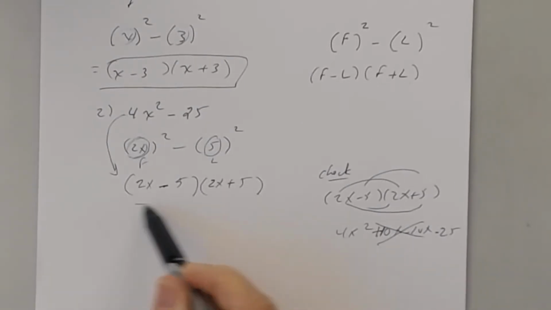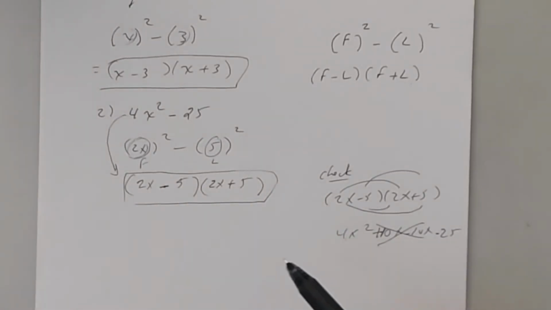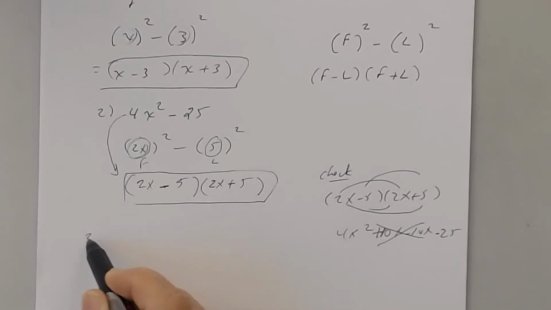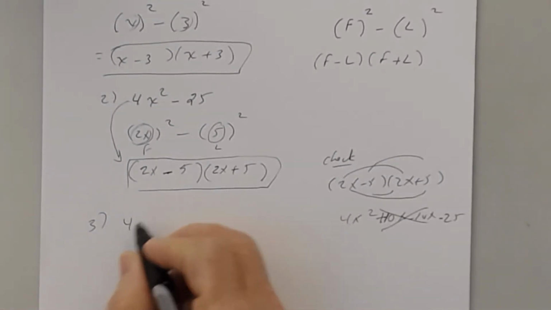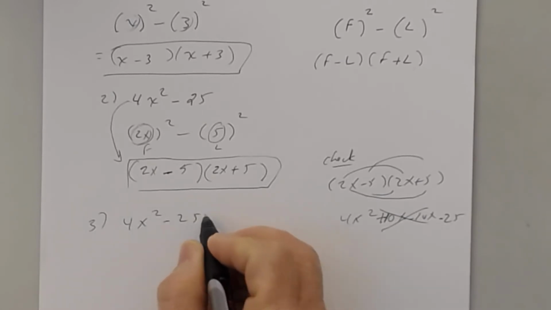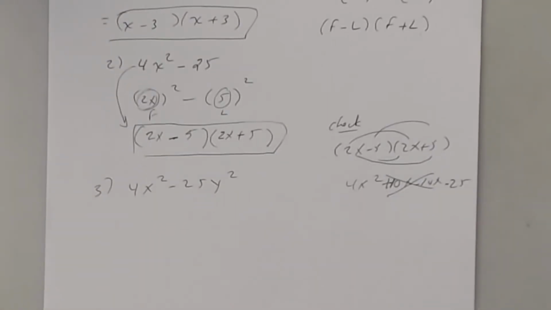All right, so that's answer number 2, this right here. All right, number 3. What if you had this? 4x squared minus 25y squared. First of all, look for GCF. What's the GCF? 1. How many terms do you see? 2. So far, all you know is that if you have 2 terms, the only thing we've been dealing with at this point was the difference of 2 squares, right? So is this the difference of 2 squares?